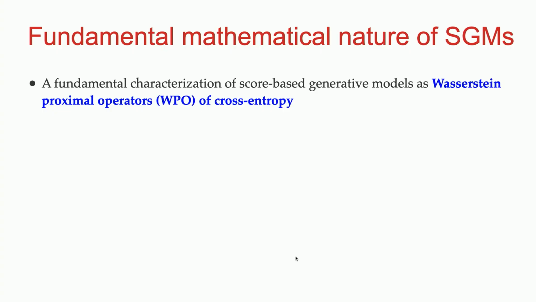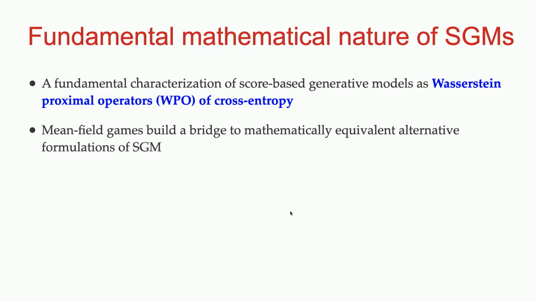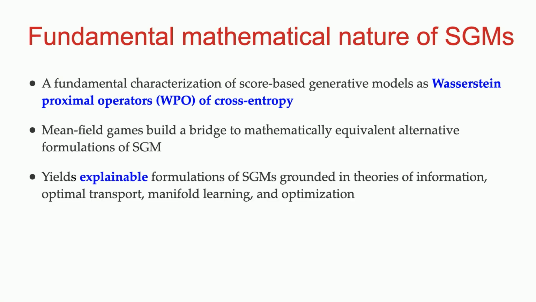I'm just going to jump ahead to highlight what we are trying to do in this work. We're trying to characterize score-based generative models as a regularized Wasserstein proximal operator of cross-entropy. The regularized Wasserstein proximal operator connects with mean field games, which is an equivalent alternative formulation of score-based generative models. From there, we did experimental formulations, like kernel formulations for score-based generative models.